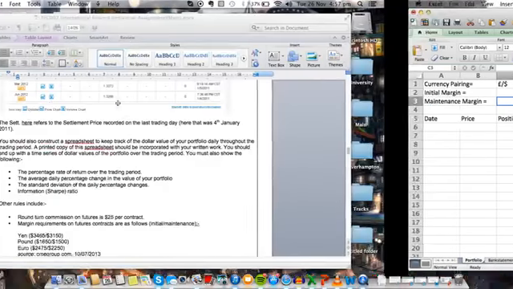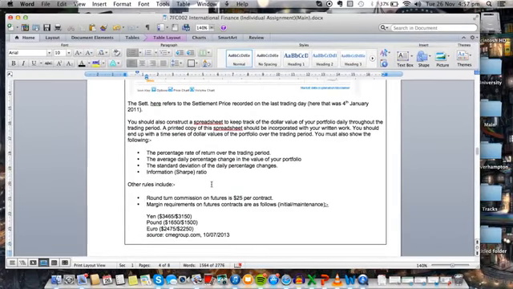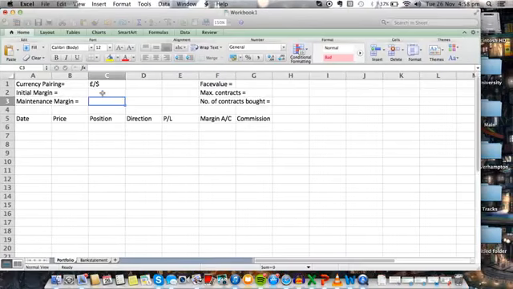Now if we go back into this assessment brief, given at the bottom are the initial and maintenance margins for the three currency pairings. In this case, I'm looking at the dollar pound. So it's $1,650 for the pound for the initial, and $1,500 for the maintenance. So let's put this down in our trading portfolio as well.